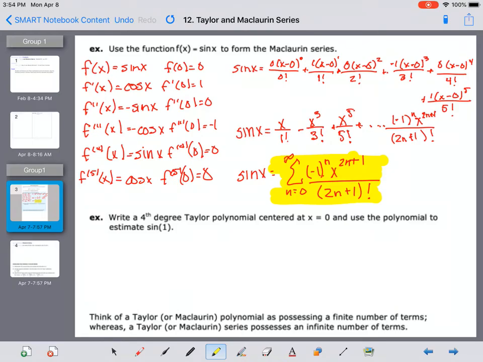So the next example said write a fourth degree polynomial. And what we mean by fourth degree is that the highest power on our polynomial can be the fourth degree, a power of 4. Okay, so if we think about sine of x, because we're only using a partial sum of the infinite series, this is now actually an approximation.